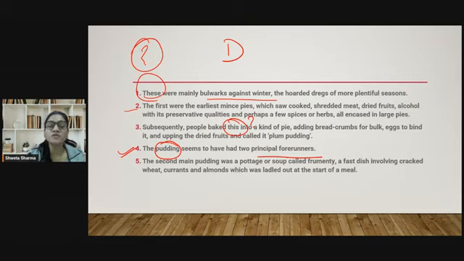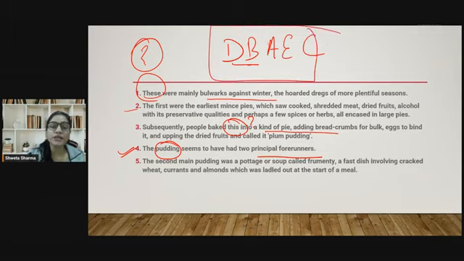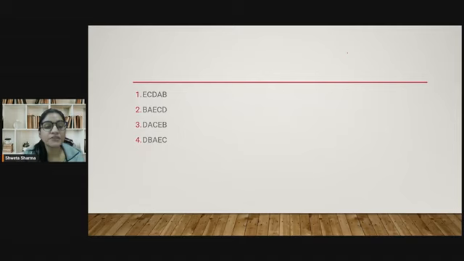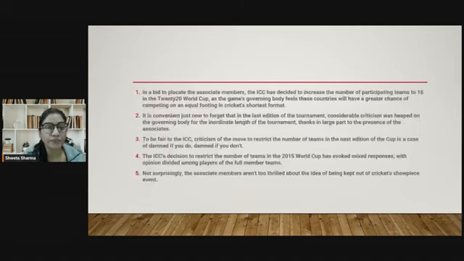What are the two principal forerunners? The first one is this mince pie. So DB naturally is a pair. These were the first ones, and these were mainly bulwarks against winter. So we have DBA. Then you have the second pudding was a pottage or soup. You explain the second and further say subsequently people bake this into a kind of pie. So DBAEC is the final sequence we get. I hope everybody answered the fourth option as the correct one. All right, let's quickly have a look at this particular question.